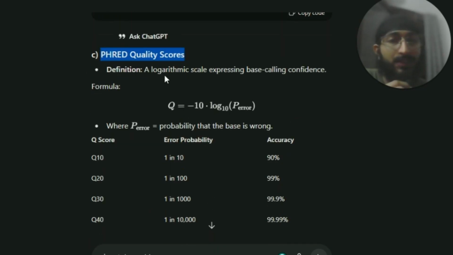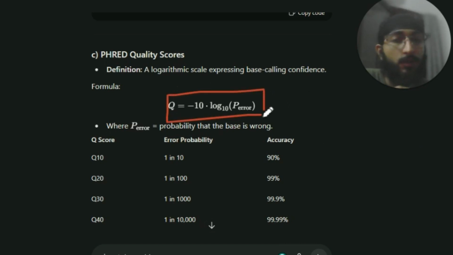Now, the Phred quality score is basically a logarithmic score expressing base calling confidence, which has the formula Q equal to minus 10 times log to the base 10 of P error, which is the probability of error. P error is the probability that the base is wrong.